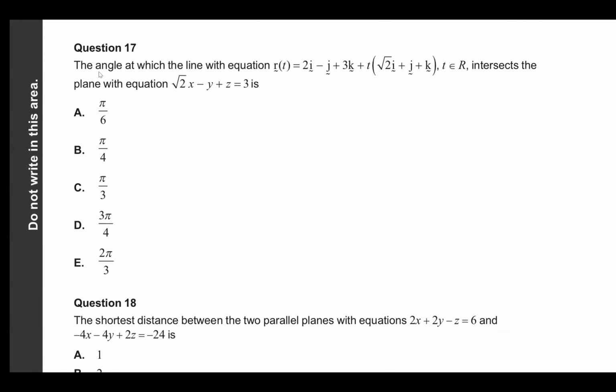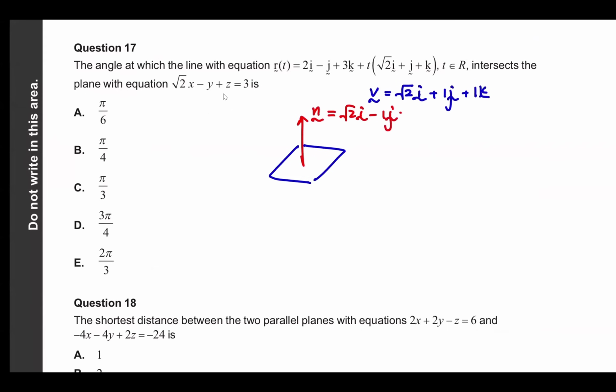Question 17. The angle at which the line with the equation intersects the plane with the equation. So you need to get the direction vector first of the line: √2i plus 1j plus 1k. And the plane has a normal vector, root 2i minus 1j plus 1k. If the line is intersecting the plane, for the angle between the line and the plane, we need to use 90 degrees to subtract the angle between the normal and the direction vector, okay?